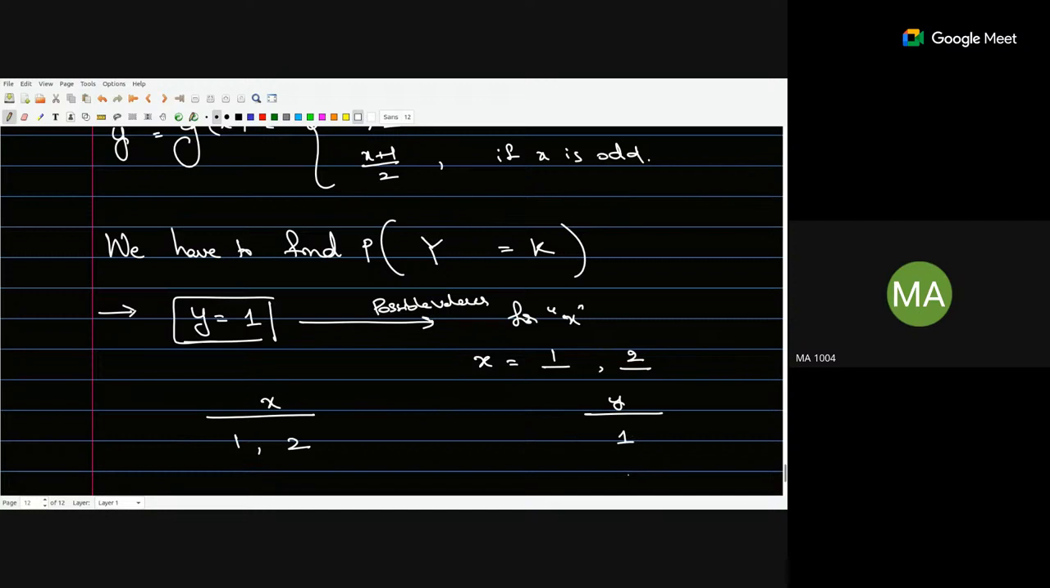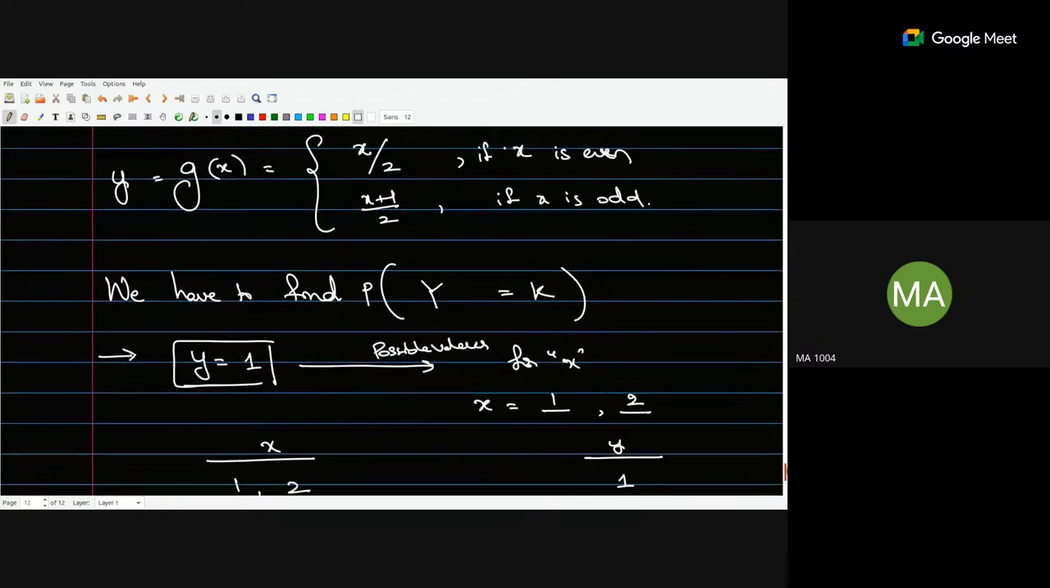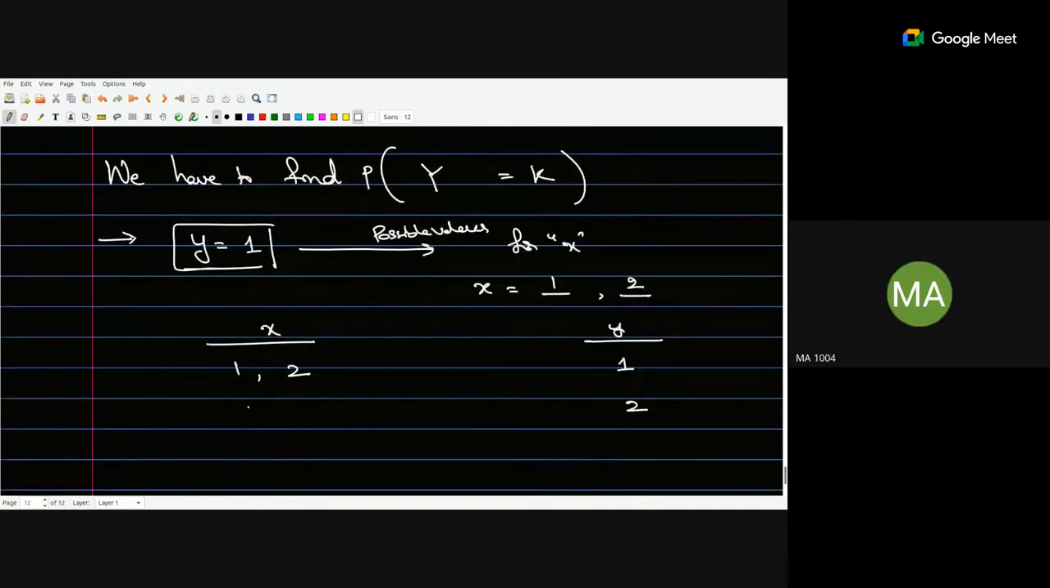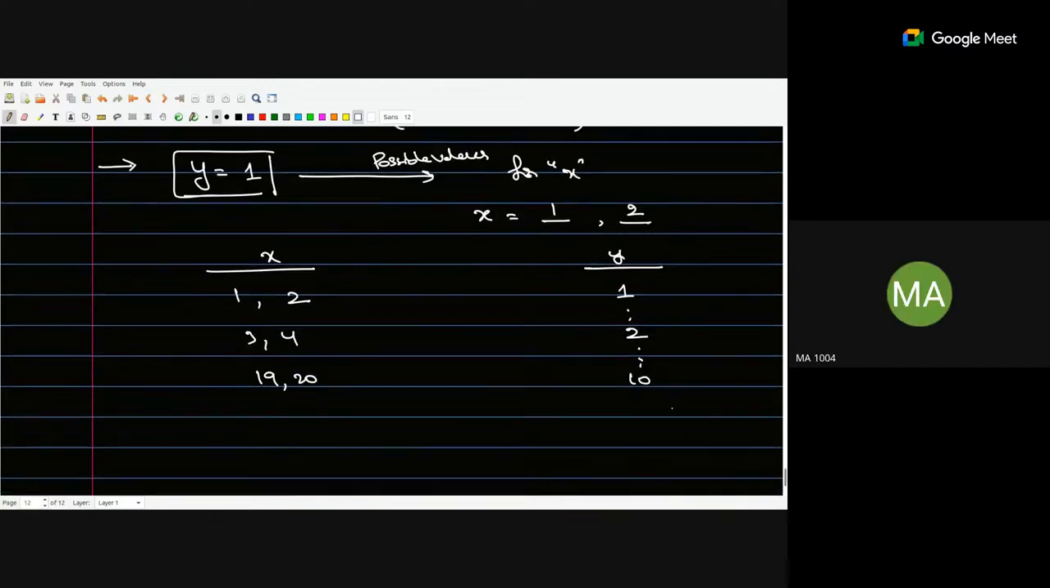Similarly, if I want y to be 2, what are all the possible values for x? 3 and 4. Good. Similarly, for 10: 19 and 20. Now, k: 2k and 2k minus 1.